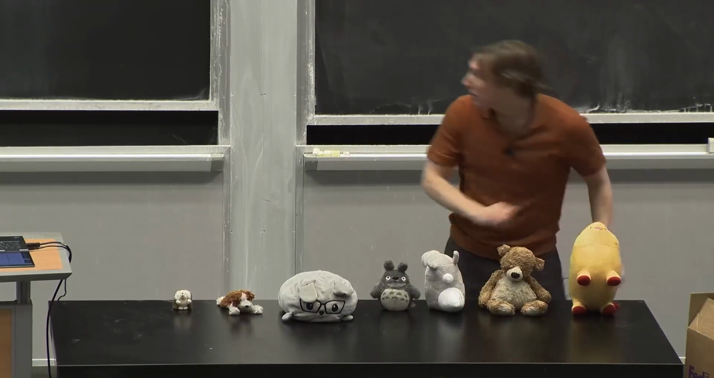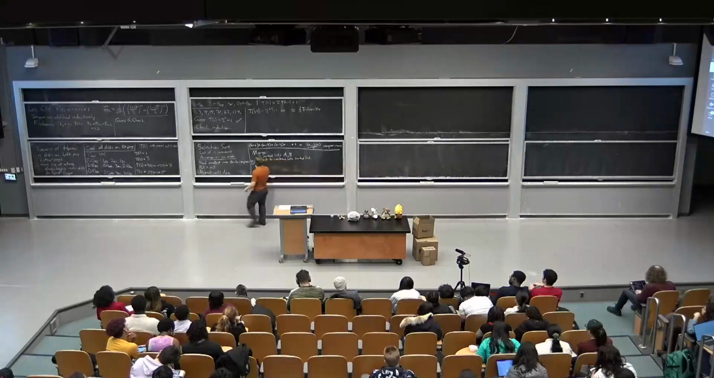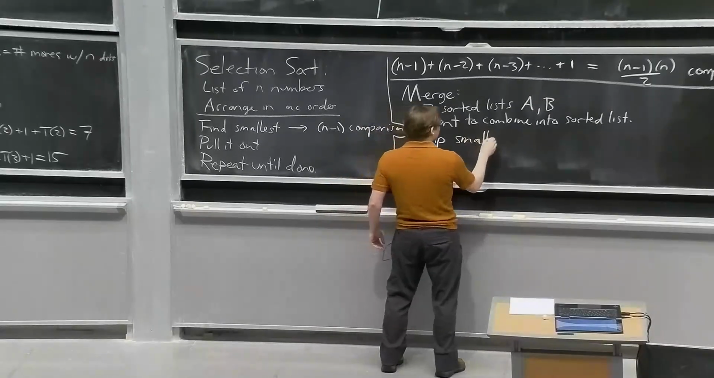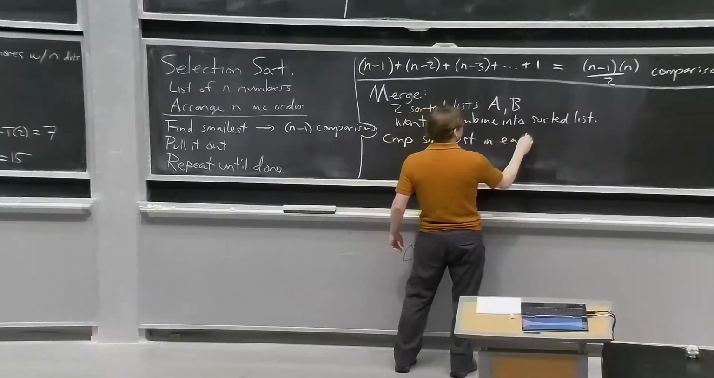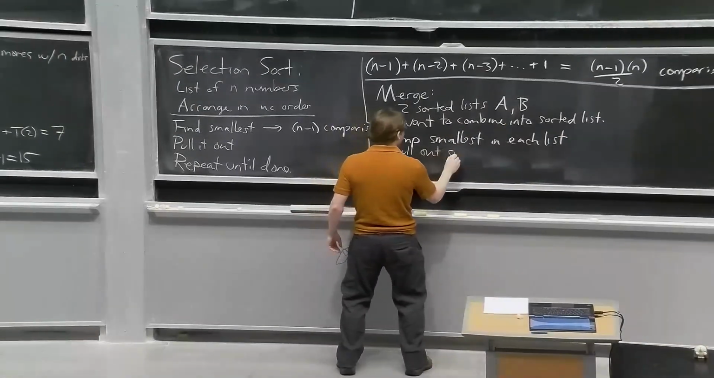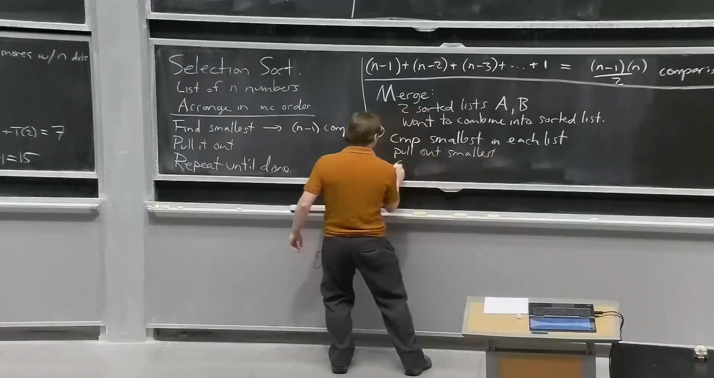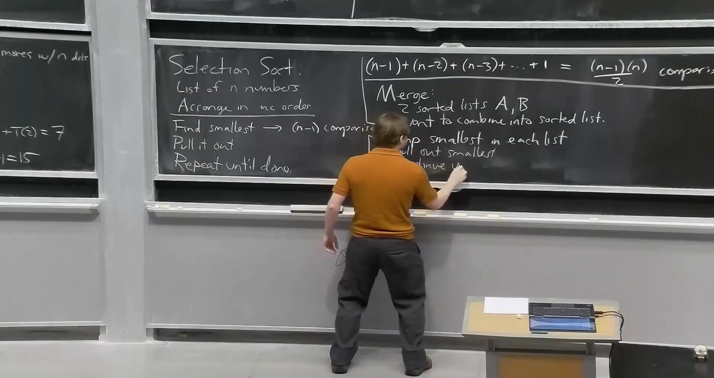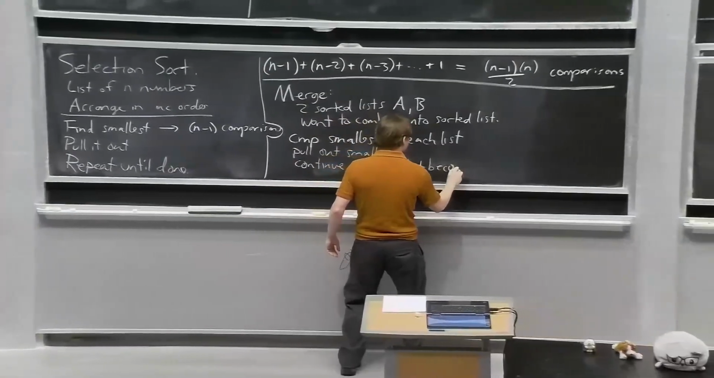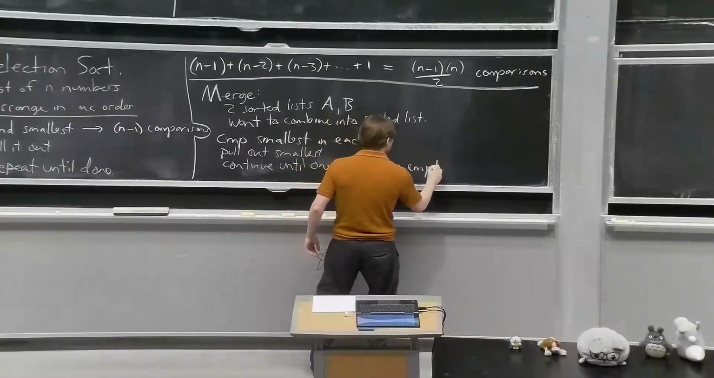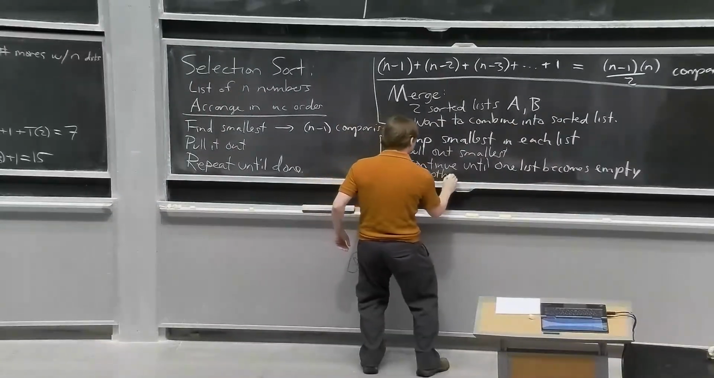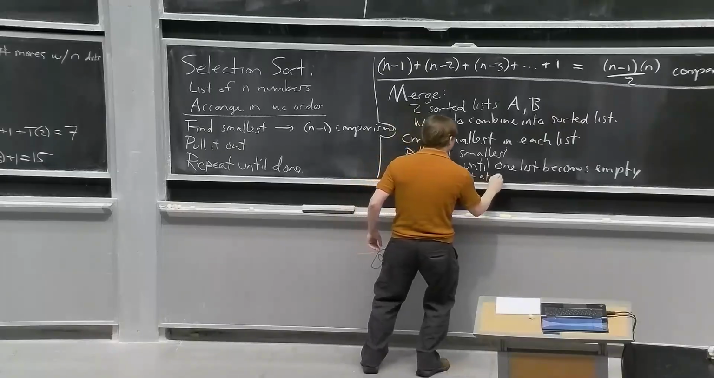So that's the idea of merging two sorted lists. The algorithm says we compare the smallest in each list, pull out the smallest, continue until one list becomes empty, and we put the other list at the end.